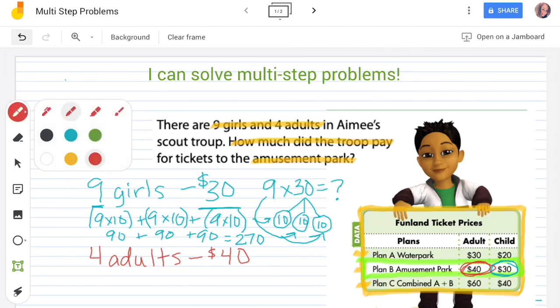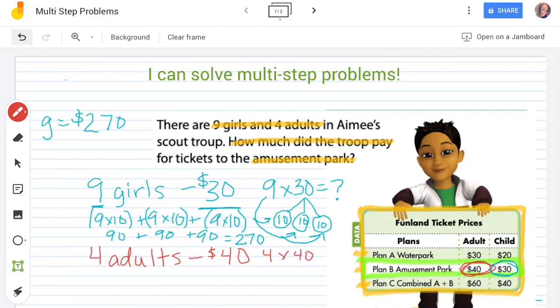Well, now I'm going to go and solve for the adults. I'm going to use the same method or strategy. I have 4 adults, and each of the adult tickets cost $40. So I have 4 groups of 40. That's going to give me my total amount for the adults. I can do the same thing I did above and create a number bond for 40. If I want to take out groups of 10, since those are easy to multiply by, how many groups of 10 are there in 40? 10, 20, 30, 40. There are 4. So that means my number bond must have 4 pieces. So there are my 10s. I know that each of these 10s must be multiplied by 4.